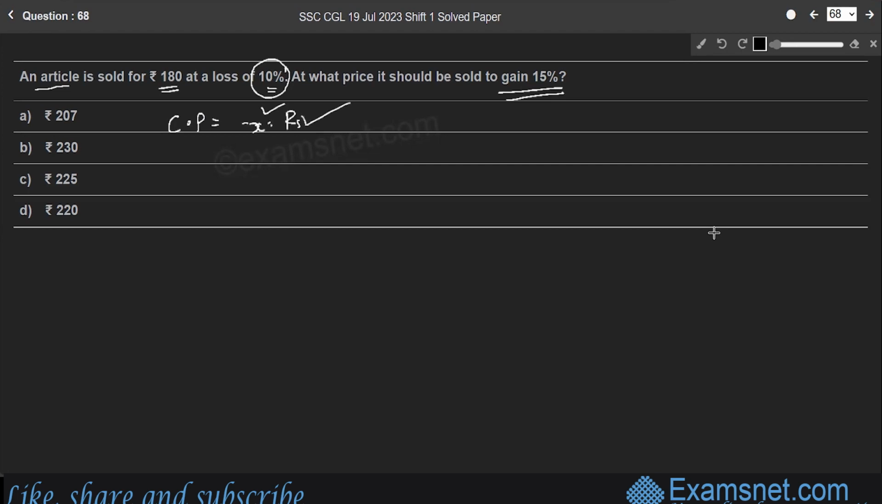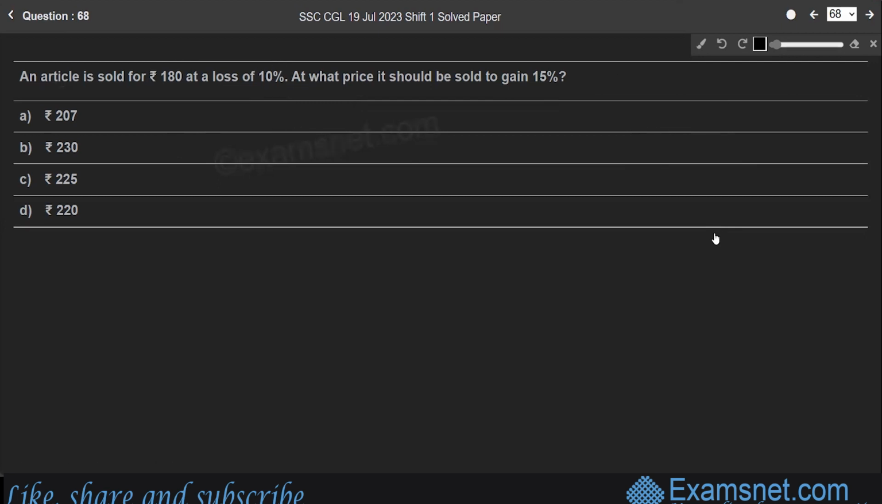For that particular cost price, when the same article is sold for another selling price, there was a profit of 15%. So then what is the selling price of the article when there was a profit of 15%? Right? So this selling price of the article in the second case we need to find. So before going to selling price, we need to find cost price of the article. So how to find cost price? Using selling price of the article and loss percentage in the first situation.